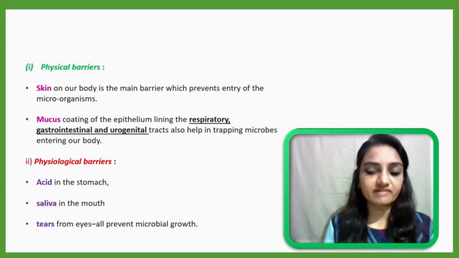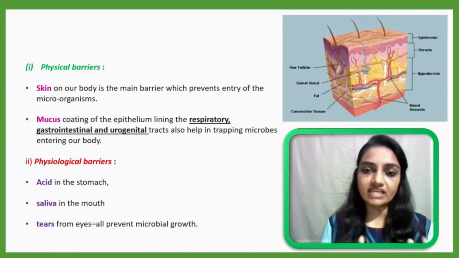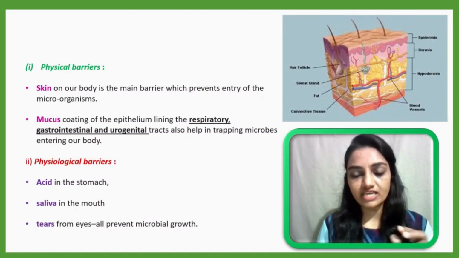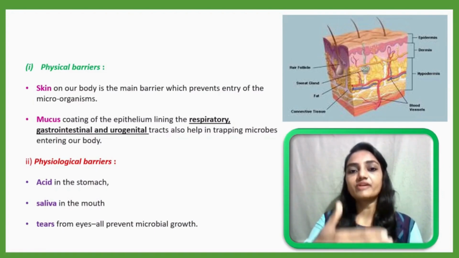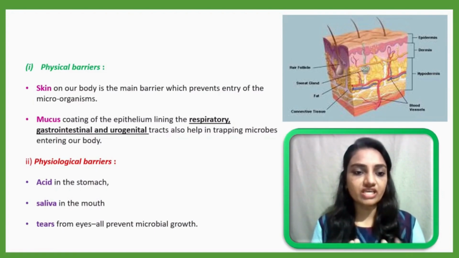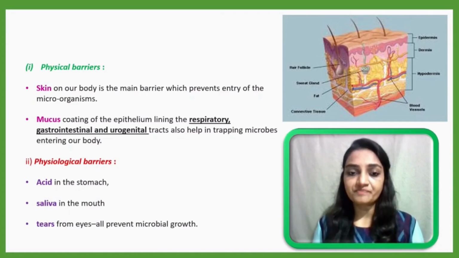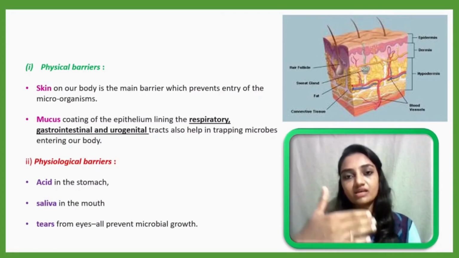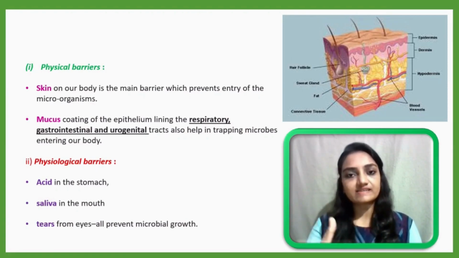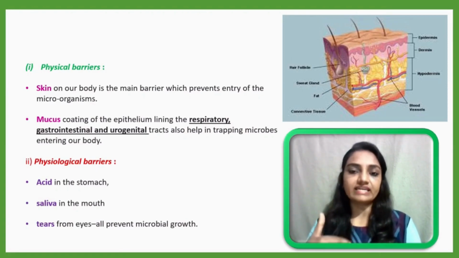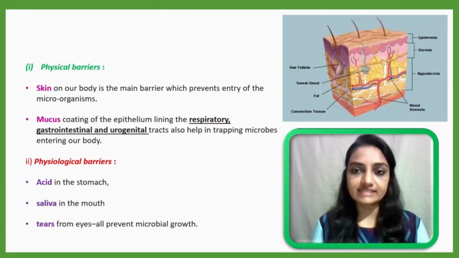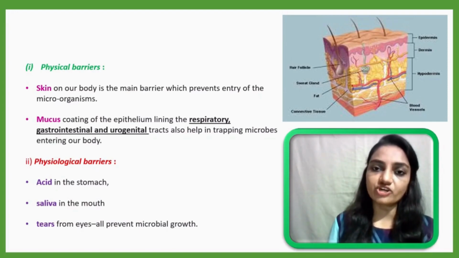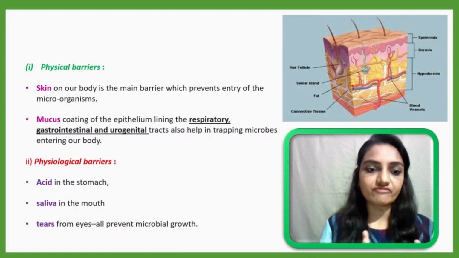First of all, we will discuss skin. Skin is our largest organ, and it is included as a physical barrier. Skin protects us from the entry of any pathogen. The skin on our body is the main barrier which prevents the entry of microorganisms. Microorganisms, including bacteria, viruses, and worms, cannot enter the body just because of the skin. The skin is a very large barrier which prevents the entry of pathogens. So this is a very important physical barrier.